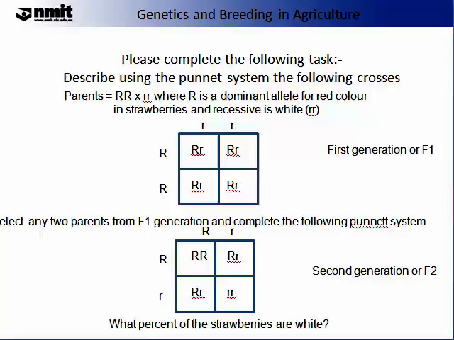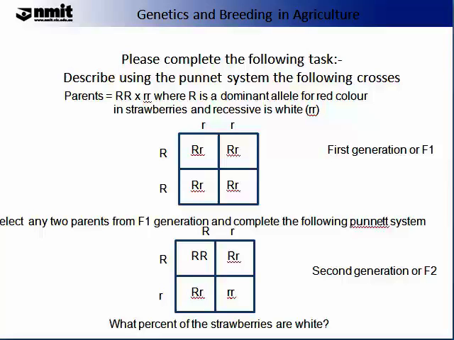So, how did you go? Here are the answers. The first Punnett square shows the offspring. As you are crossing a recessive with a dominant, all offspring were heterozygous. Their phenotype was red colour. You could select any of these parents and they would be the same.